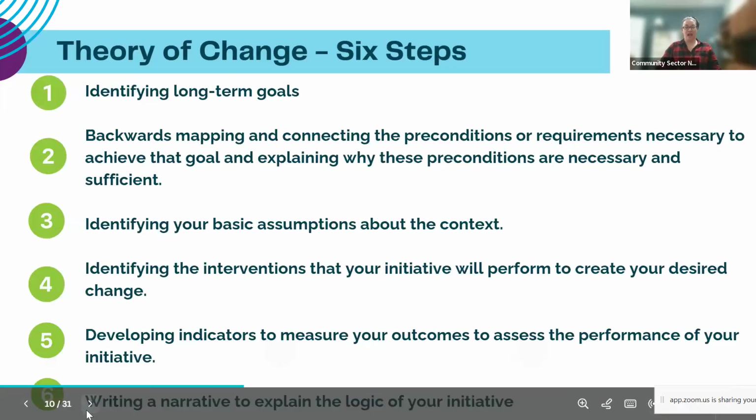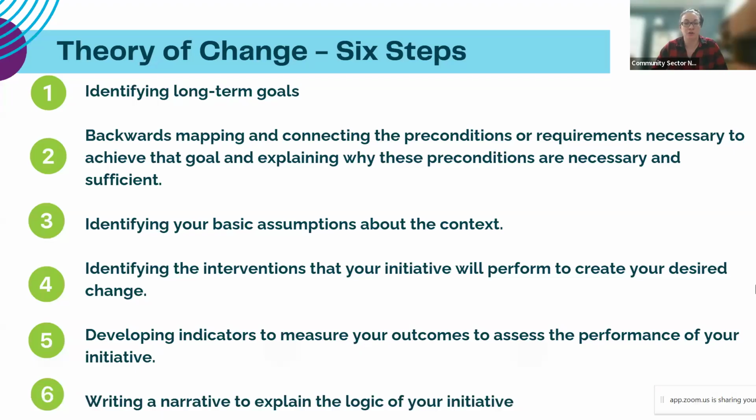So theory of change really has 6 steps that we break down. We identify that long-term goal or goals first. We do this backwards mapping to connect all the preconditions and requirements necessary to meet that goal. We're going to identify the basic assumptions about the context we're working with, identify the interventions that our initiative will perform to create that change, determine what indicators we're going to use to measure the outcomes to assess whether or not we're on the right path to the long-term goal. And then at the end, we'll write a narrative to explain the logic of what we're doing.